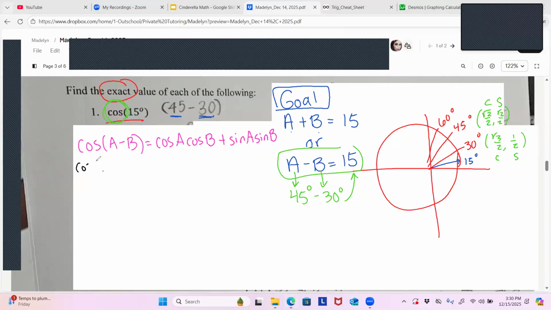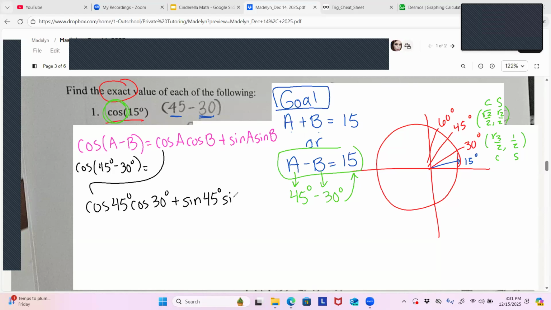So ours is cosine of 45 degrees minus 30 degrees equals cos of A, so cos 45, cos of B, so cos 30, plus sine of A, so sine 45, sine B, so sine 30. And now let's just come over to unit circle and get those. So cos of 45 is root 2 over 2 times cos of 30 is root 3 over 2 plus sine of 45 is root 2 over 2 times sine of 30 is a half.